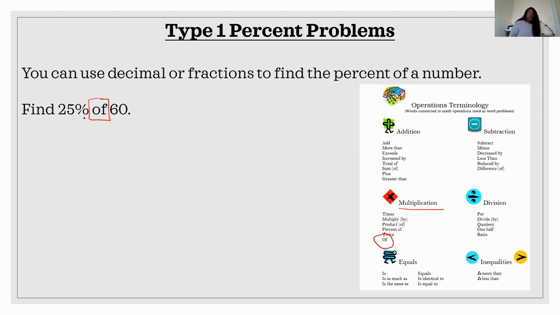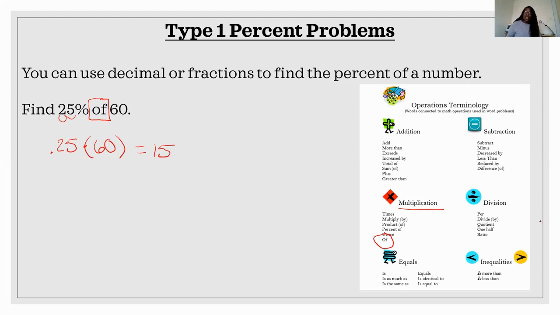So I can do this. I can go 1, 2, so now I got 0.25. Of means multiplication, 60, or I can do parentheses. When you do the multiplication, you're multiplying 25 hundredths times 60, which will give me 15.